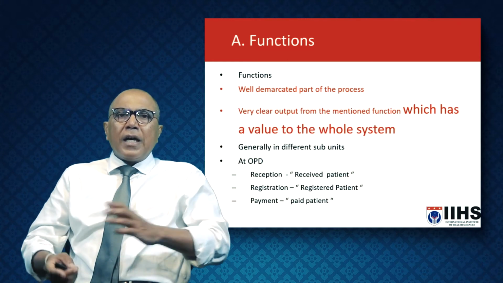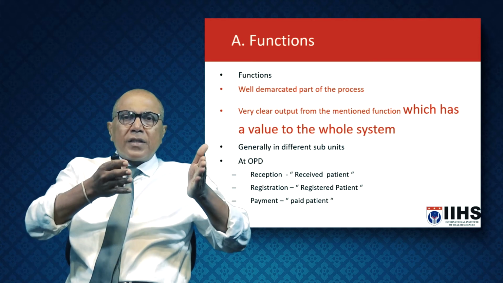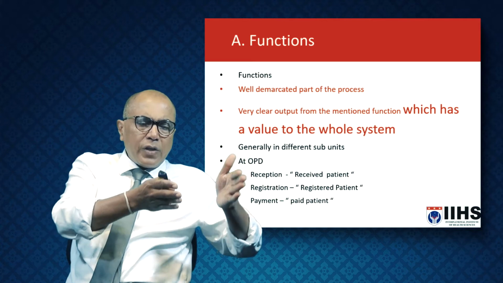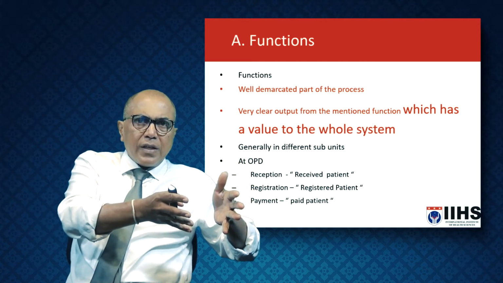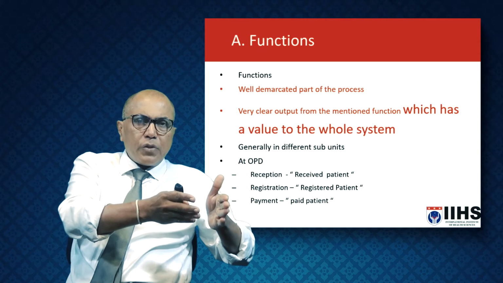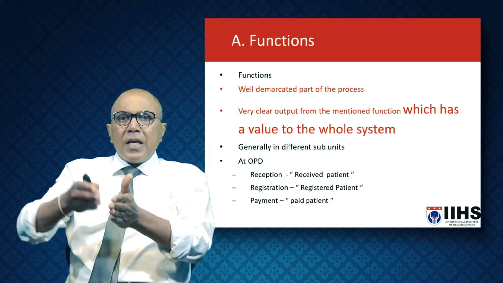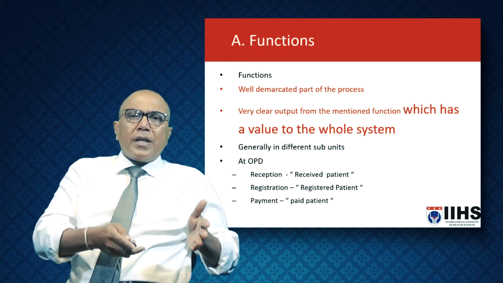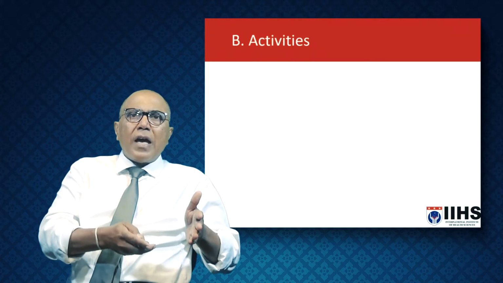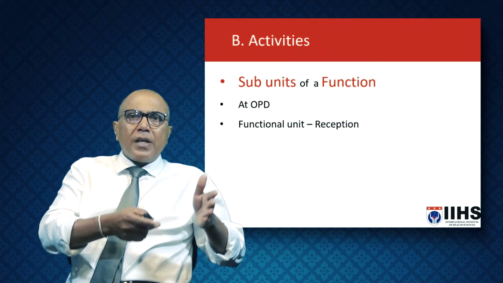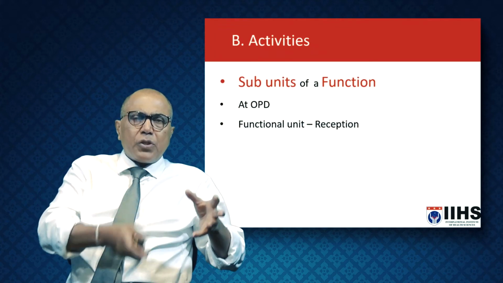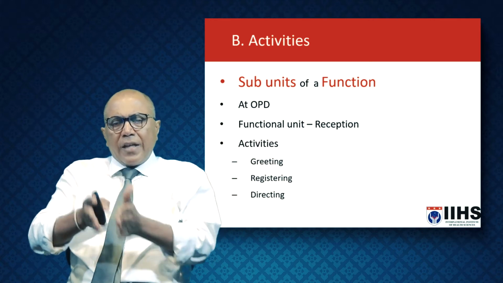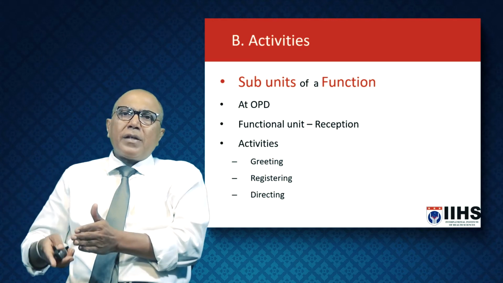If you look at functional subunits in the OPD, we can categorize the reception as a functional unit. There's a clear input and clear output at the reception. And then the registration is a functional unit. Then the payment is a functional unit. Each of these functions would have activities, right? If you take the reception, there is an activity. First, they have to greet, then they register, and then direct them to the payment area.